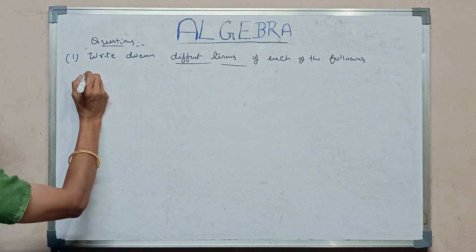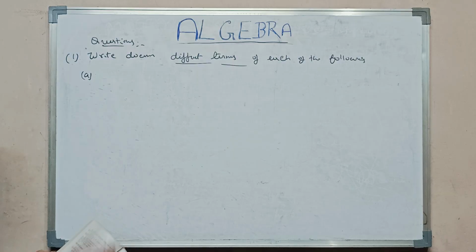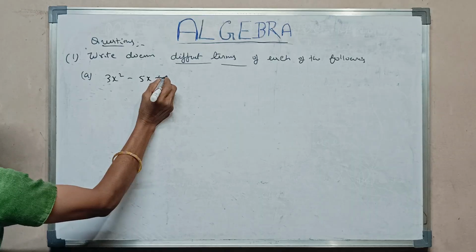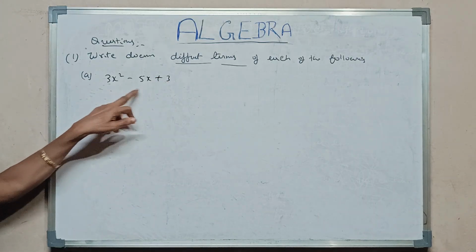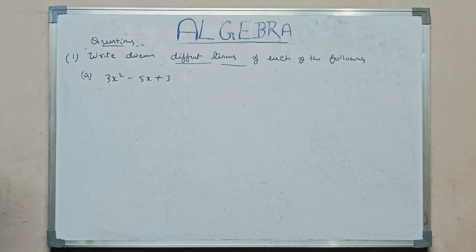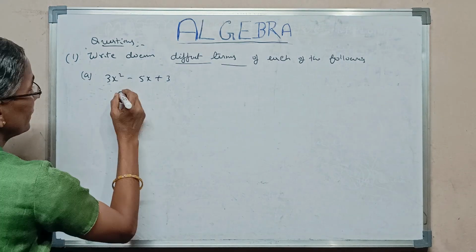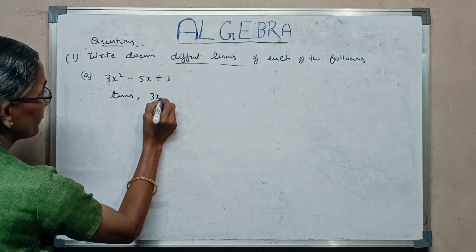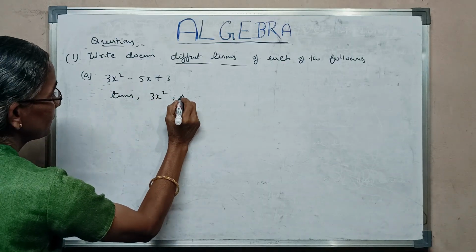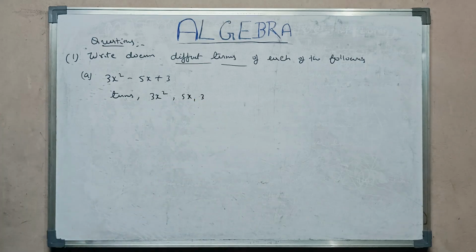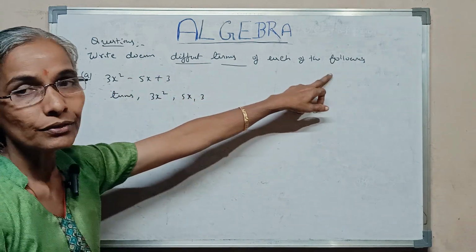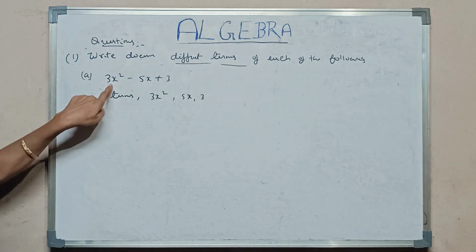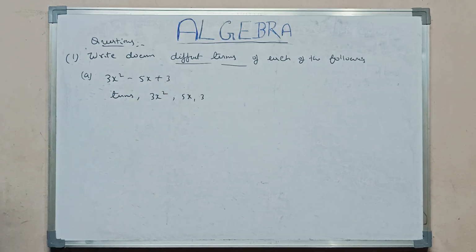First example, A: 3x square minus 5x plus 3. This is an expression having three terms. This is a trinomial. Here the first term is 3x square, the second term is 5x and the third term is 3. So in 3x square minus 5x plus 3, the first term is 3x square, the second is 5x, the last term is 3.